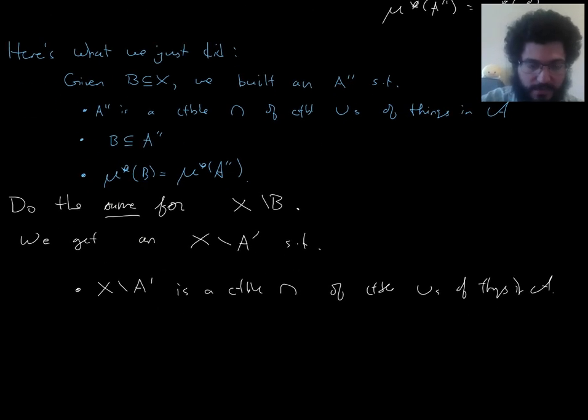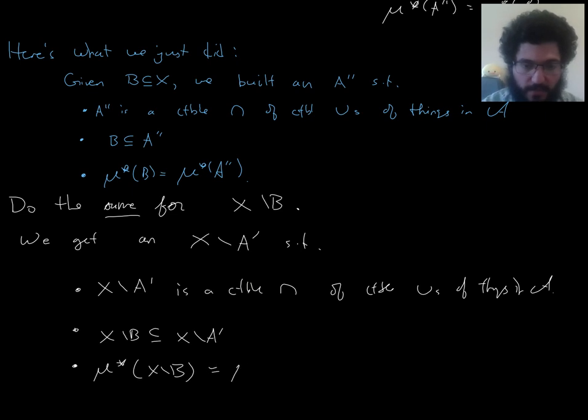and secondly, so I'm just copying this basically. Secondly, now I'm up here, when we did it for B, we got B as a subset of A prime prime. Here we're going to get the complement of B is a subset of the complement of A prime. And such that mu star outer measure of the complement of B equals the outer measure of the complement of A prime.